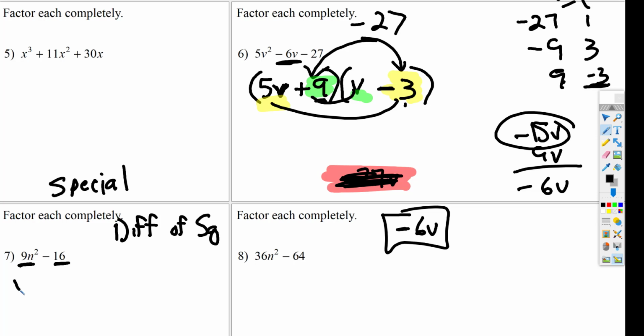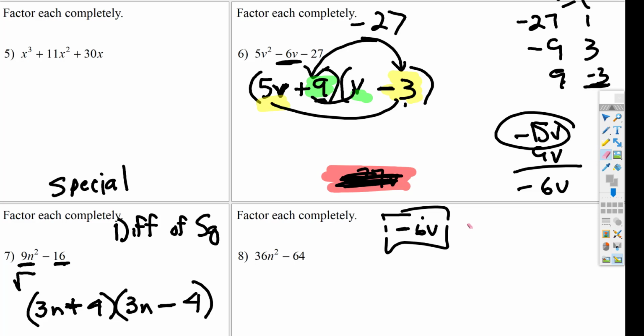So all you think about is take the square root of that first term. Well, that would be 3n. So you put the 3n in both places. The square root of the second term. And now just add your plus and subtract. Doesn't matter the order. You could put subtract here and plus here, or you could put plus here, subtract there. That part doesn't matter.